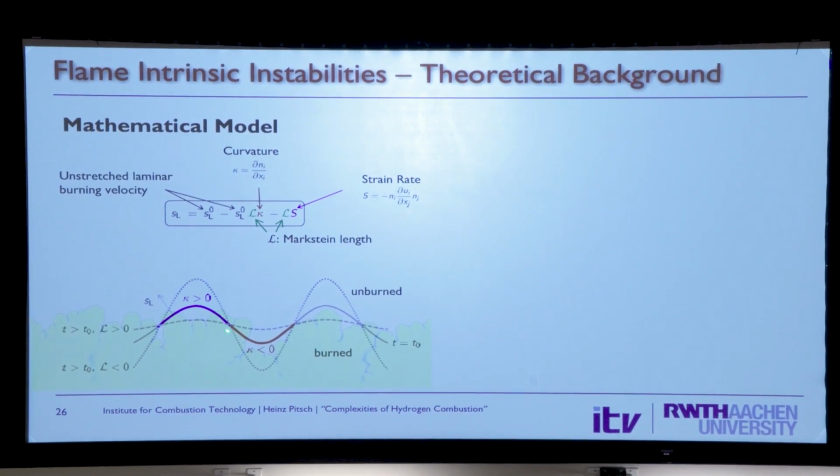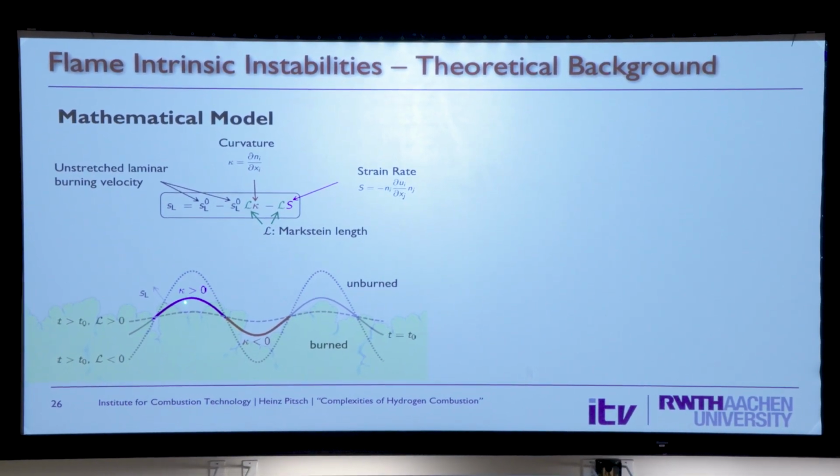And we said, this is positive curvature. Let's say you have a disturbance like this on a flame. Here's burnt, here's unburnt. A disturbance like this is positive curvature. And we said for hydrogen, positive curvature moves faster. So after a while, it looks like this. And negative curvature moves more slowly. So after a while, it looks like this. And it shows you had an initial perturbation and it grew with time. That's an instability, right?